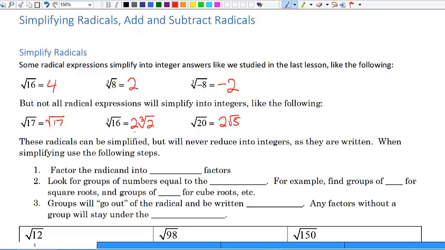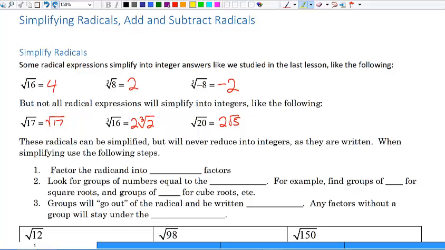Now, I know you don't know how to simplify these just yet, but I want you to understand that some radicals will simplify into integers, some of them don't simplify at all, and some of them simplify into smaller, reduced radicals. Although some radicals can be simplified, some will never reduce into integers as they are written.